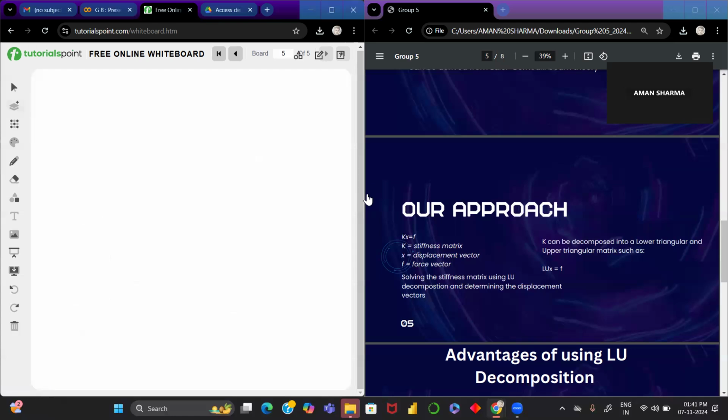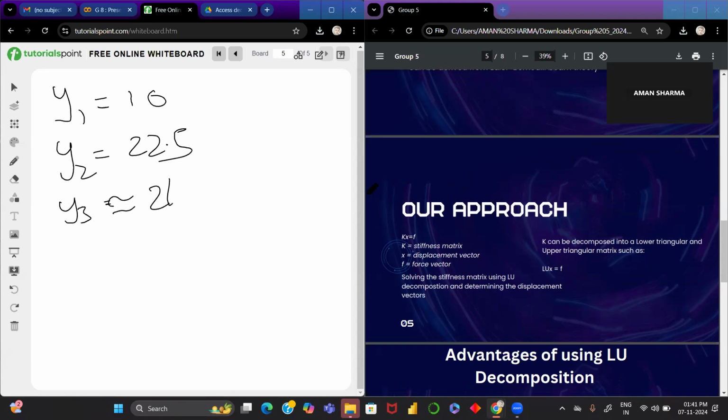On solving, we get y1 equals 10, then y2 equals 22.5, then y3 approximately equals 21.01. Those are the 3 components of y. Then with this y, we can find x. That means Ux equals y, by substituting this y, with the upper triangular matrix U.